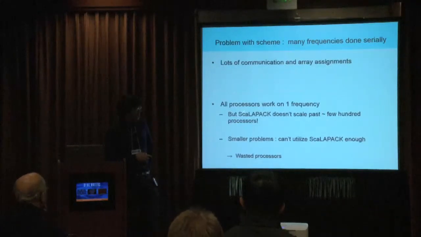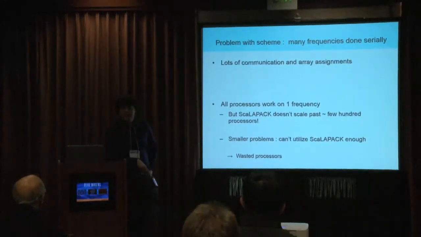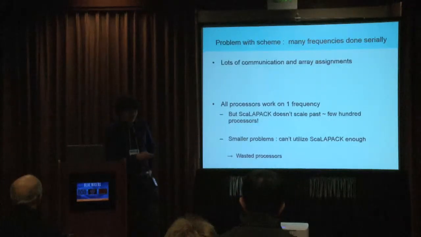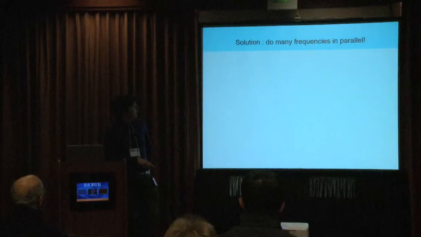But when you go to do the matrix inversion, I don't know if any of you are aware of this, but ScaLAPACK really doesn't scale that well. And that's problematic for us in a lot of ways. For our problems, you can maybe only use a few hundred processors, even for big problems, not even close to that. So you're just wasting a lot of your processors, and this can become a really big bottleneck. So the solution that I came up with is to do many frequencies in parallel.